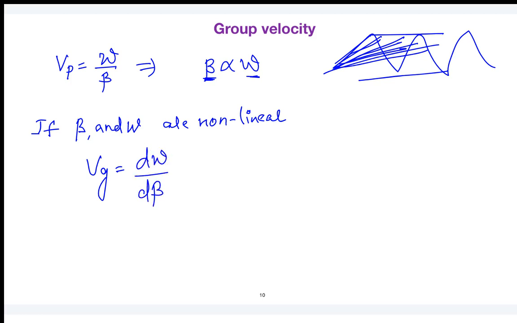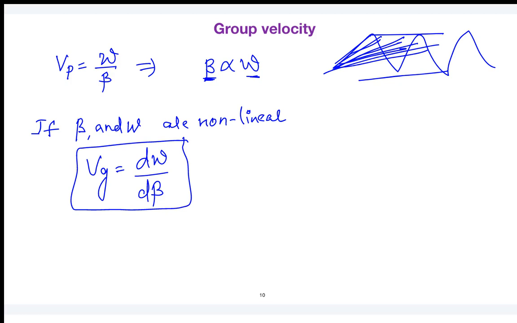Anyhow, this is the same thing from the mathematics I have studied. When anything is non-linear, you can say dy by dx. When it comes to linear, you can say it is y by x. So the group velocity comes into the picture when beta and omega are non-linear.